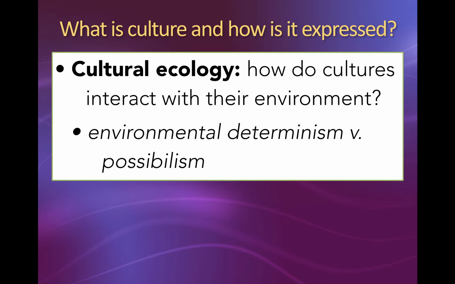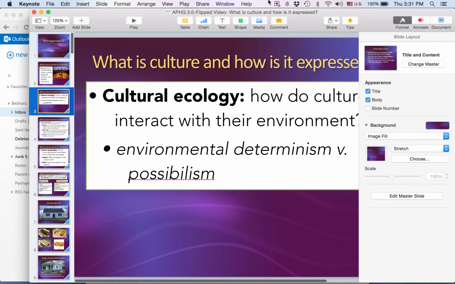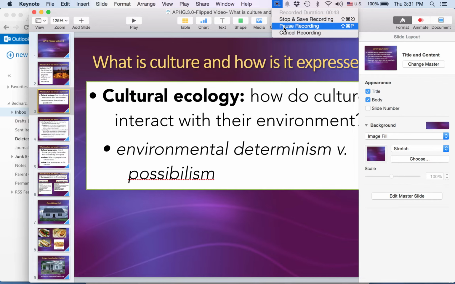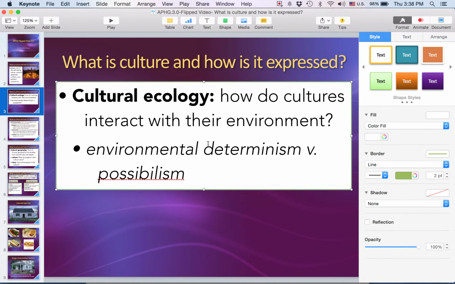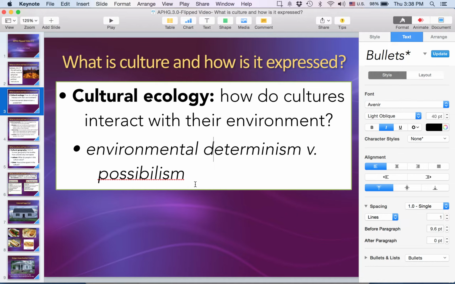Now, there's a couple of different things that are related to culture. The first one is called cultural ecology. We already discussed cultural ecology when we talked about environmental determinism and possibilism. One of the first things that human geographers study with culture is how cultures interact with their environment. We discussed that either the environment determines the culture, or it's possible for humans to overcome the challenges of the environment.